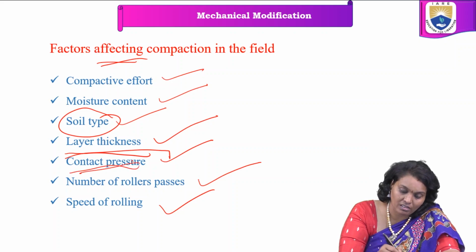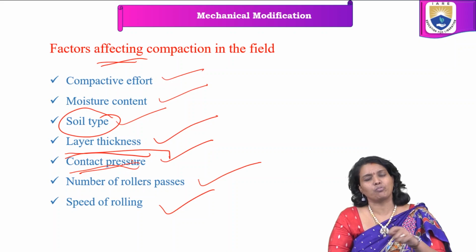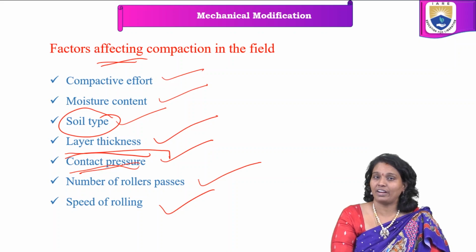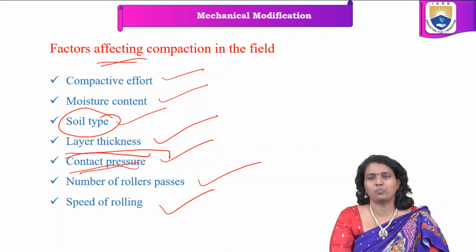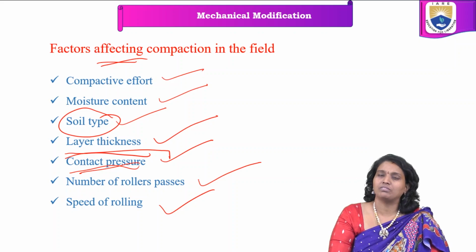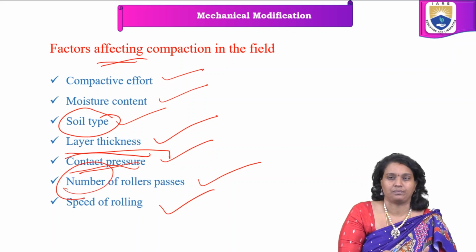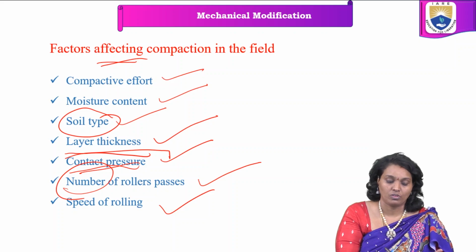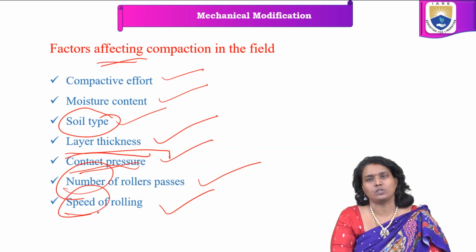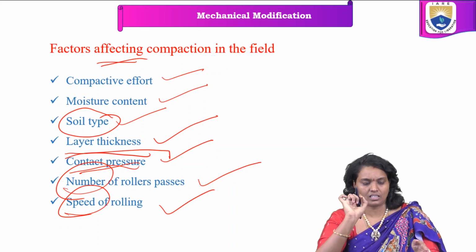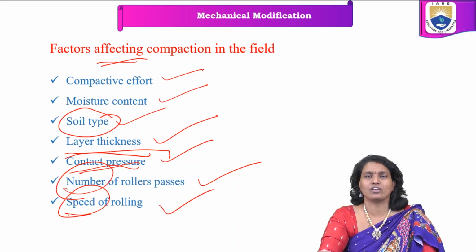And the contact pressure, that is, how many times the roller passes over that particular soil. One pass has a different effect. Even with the same speed and the same load, when we use multiple passes of the roller, the effect is different. So it depends upon how many times. The number of passes and the speed of rolling also play a role in affecting compaction. These are the various important factors which we need to understand in field compaction.